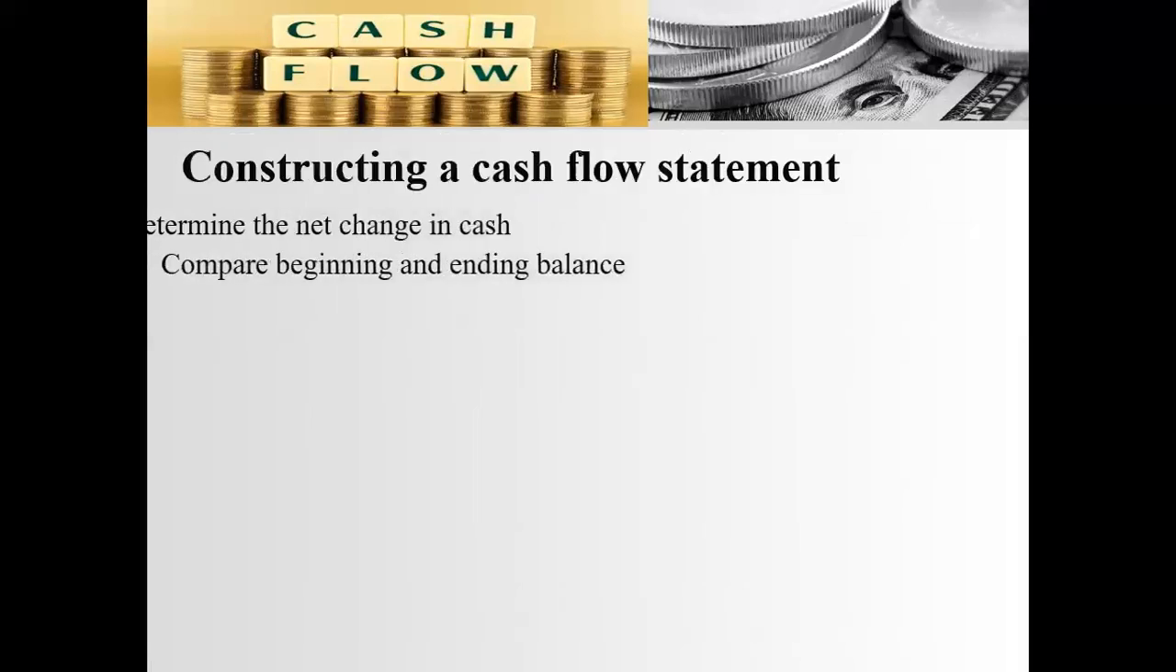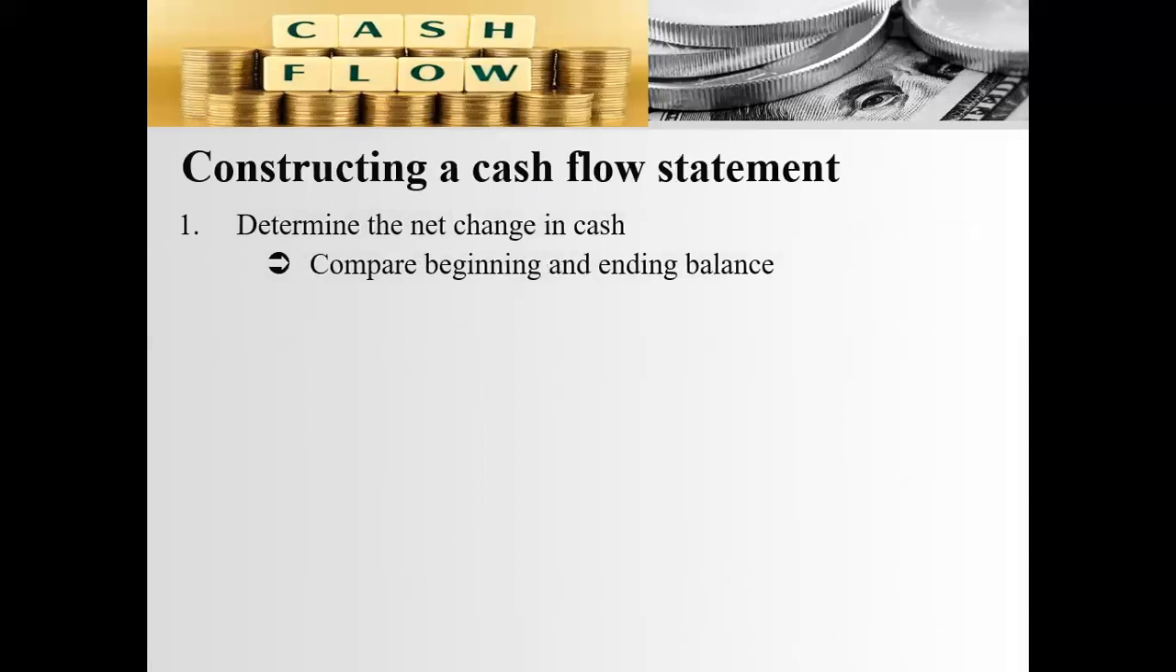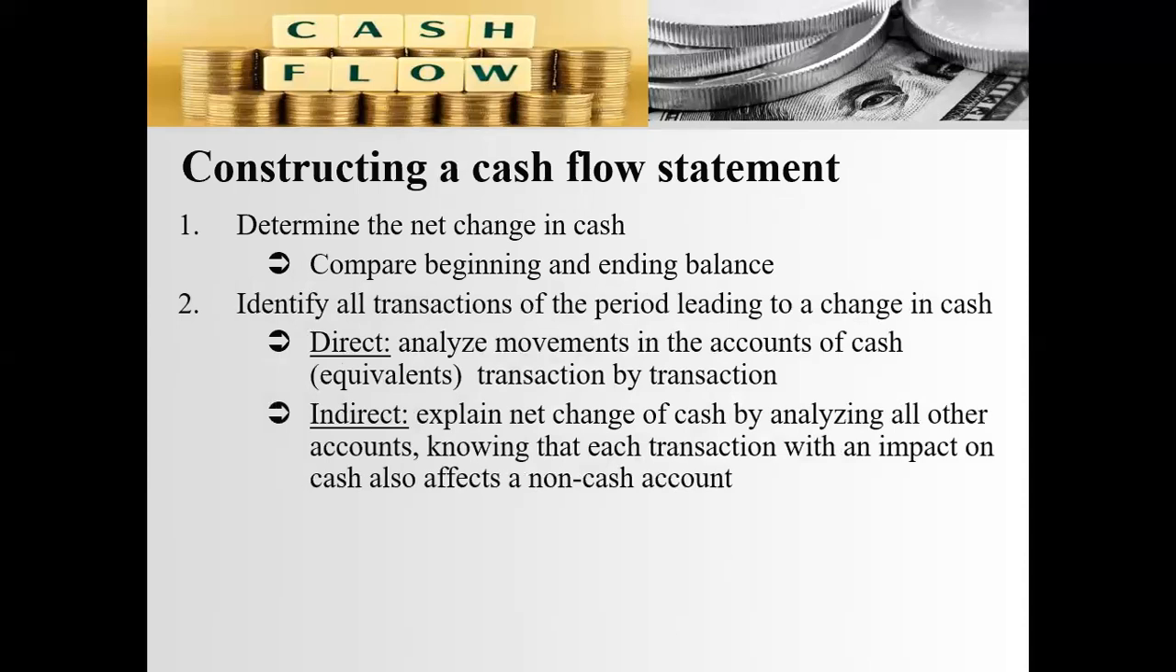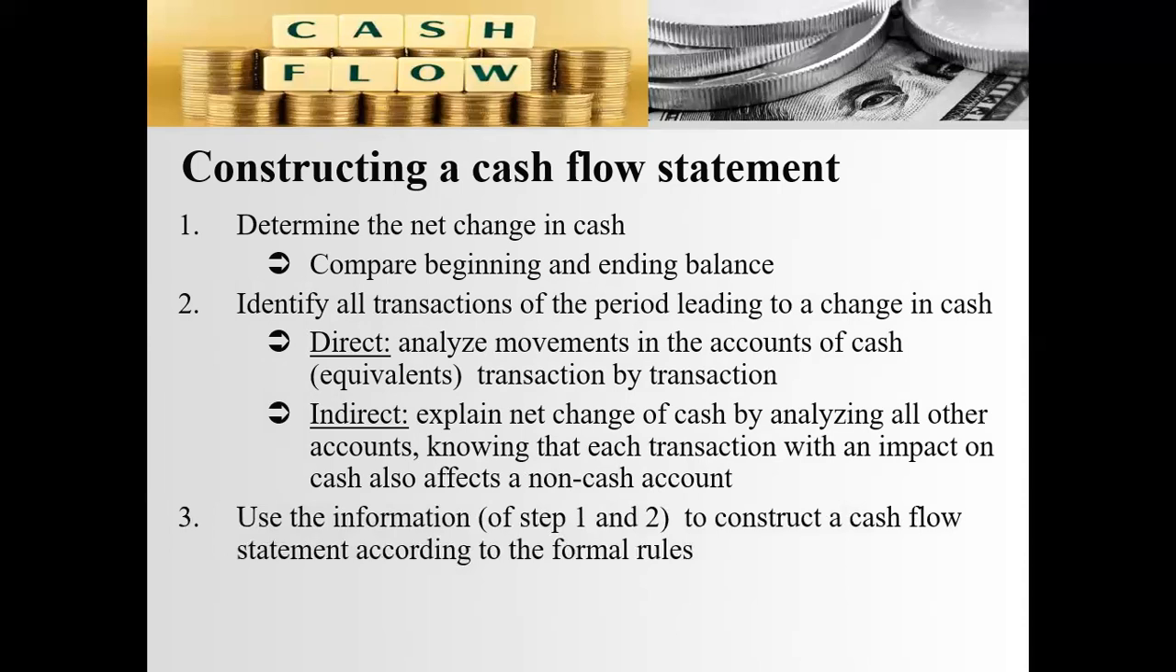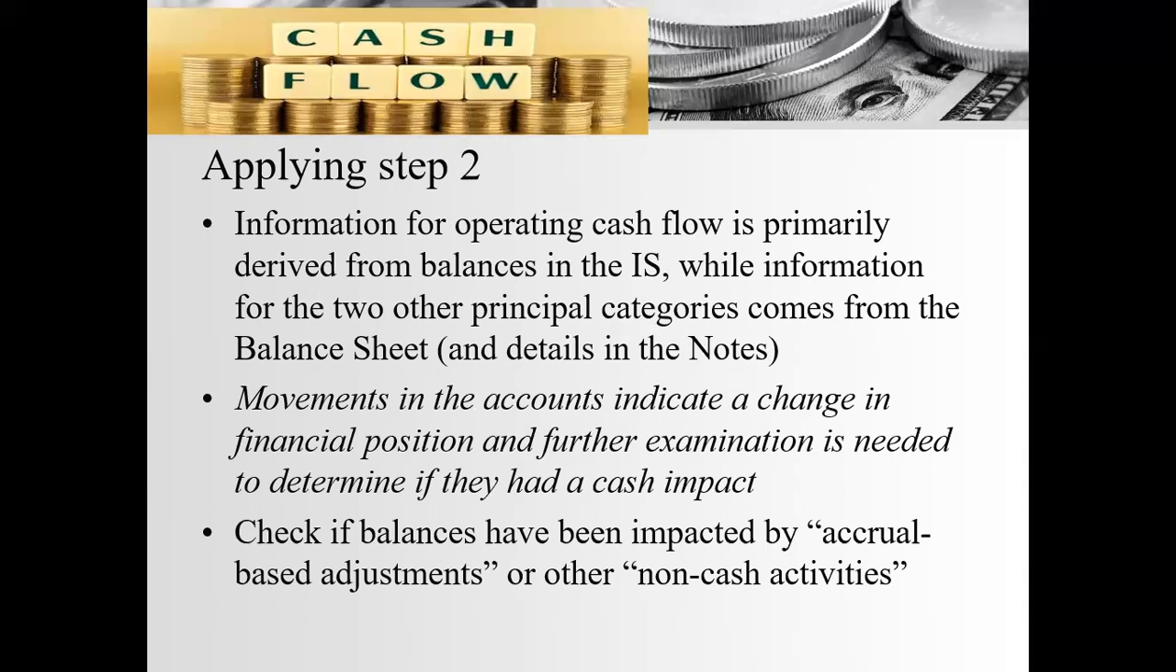So I will show you how to construct the cash flow. We need to determine the net change in cash, the beginning and the ending. And then we identify all the transactions during the period. So we need to analyze the movement, either the direct or the indirect transactions. And we're going to do the first step and the second step to construct the cash flow. The information for operating flow is primarily derived from the balances in the income statement, while the information for the two other principal categories comes from the balance sheet.